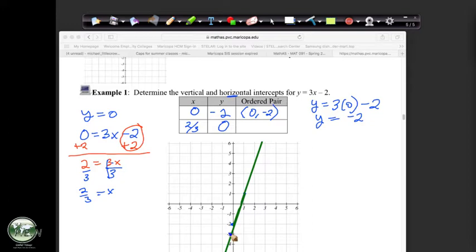How are we doing so far? Is it making sense? Okay, so when I've got a vertical intercept, what is 0? Y. X. X. When I have a horizontal intercept, what is 0? Y. When I have a vertical intercept, what is 0? When I have a horizontal intercept, y is 0. Okay.